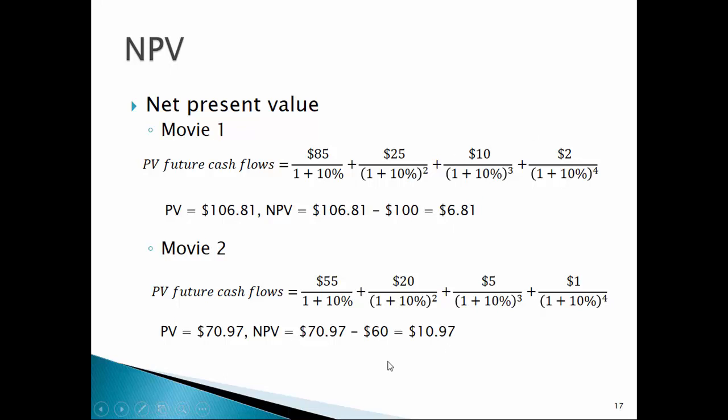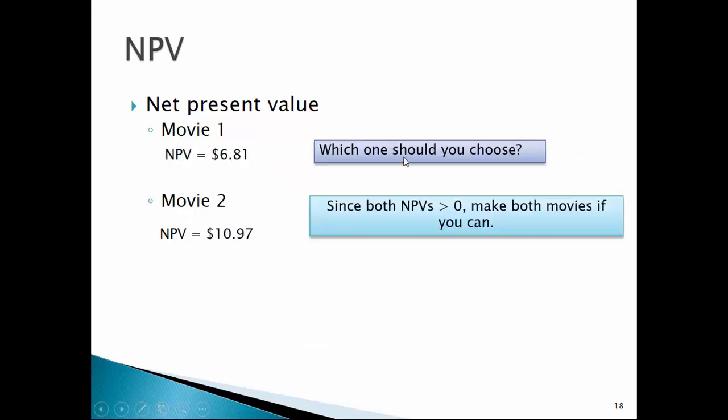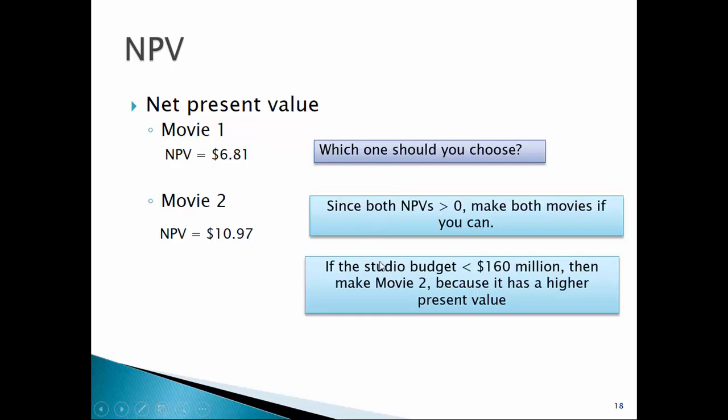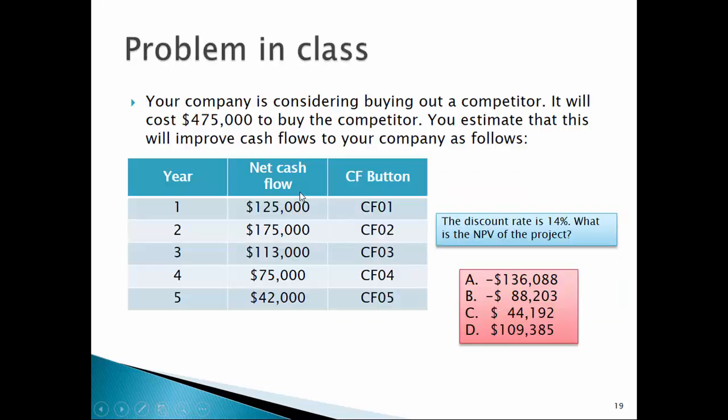But in general here, you would say, well, I'd rather do the one that gives me the highest net present value, the 10.97. So it's hard to see a case where if you had to pick between these two that you wouldn't pick this one, 10.97, right? But the main point here is that you would want to do them both if you could because they have positive net present value, all right? Okay, if you're constrained by budgets, then movie 2 is a better deal because it has a higher net present value.